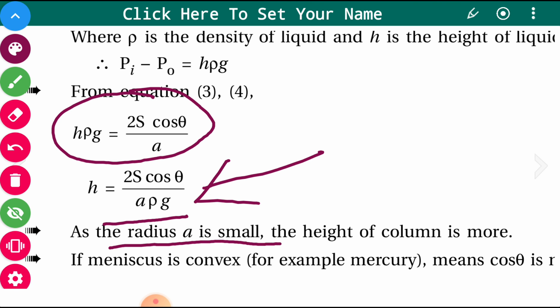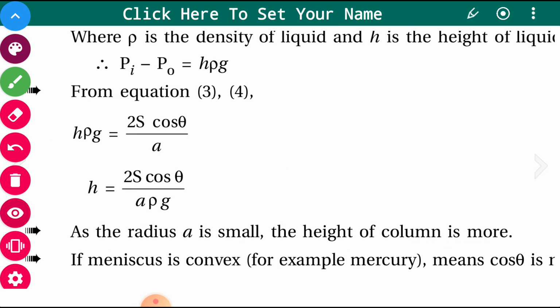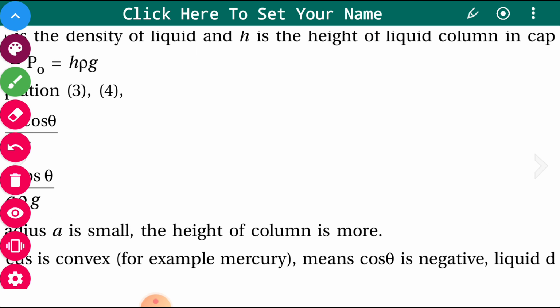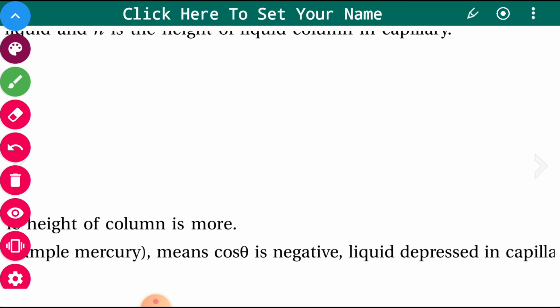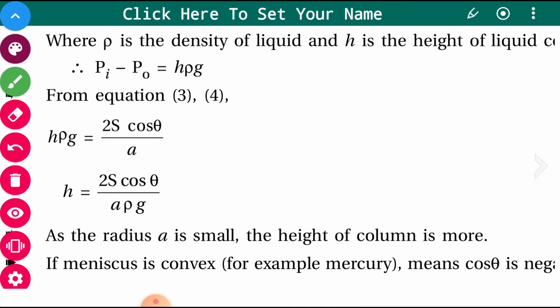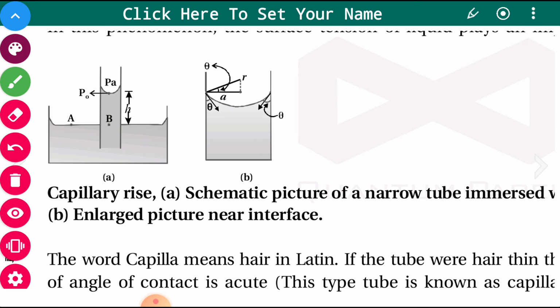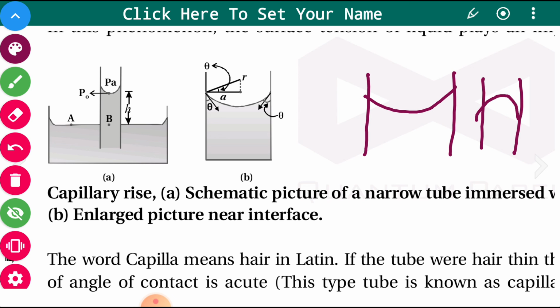As the radius A is small, the height of the column will be more. If the meniscus is convex, it means cos theta is negative and the liquid is depressed in the capillary. If cos theta is negative, the meniscus will be a convex meniscus. Instead of this kind of meniscus, the meniscus will be like this, because the angle theta is an obtuse angle. Okay, thank you very much. Here the chapter is over.